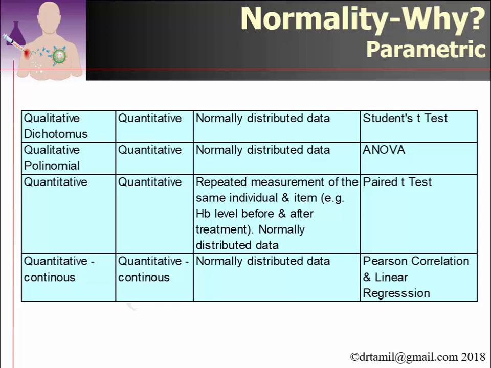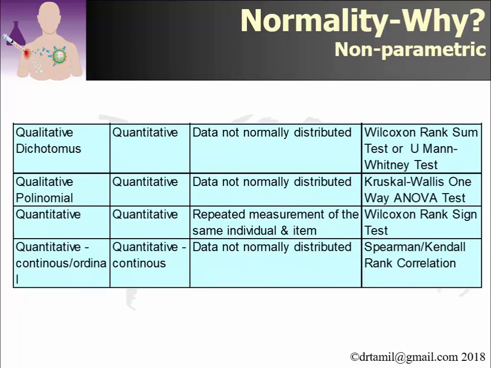If data is not normally distributed, then you have to use non-parametric methods of analysis. For every parametric method of analysis, there is an equivalent non-parametric method. For example, for the student's t-test, we have the Wilcoxon rank sum test. For the ANOVA, we have the Kruskal-Wallis one-way ANOVA test. For the paired t-test, we have the Wilcoxon signed rank test. For Pearson correlation, we have the Kendall correlation and the Spearman rank correlation.